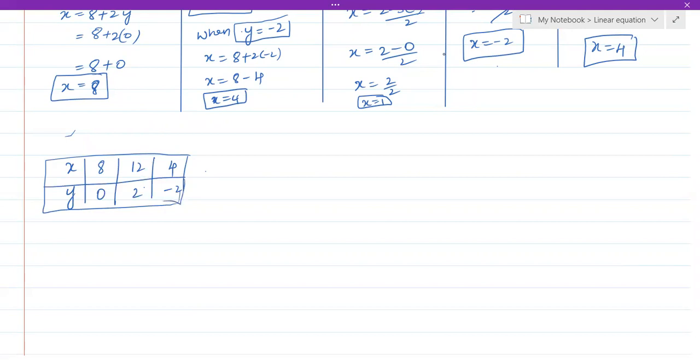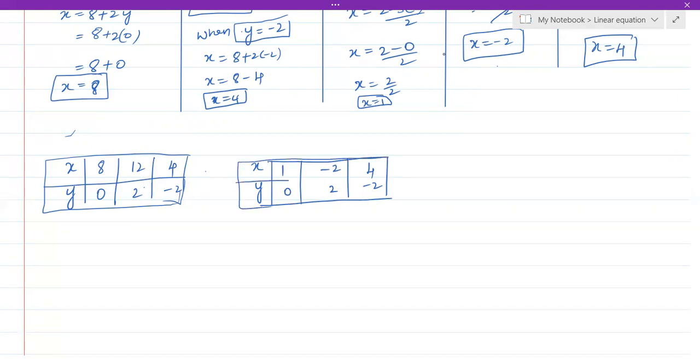Similarly, let's make another table for the second equation, x value, y value. x value was 1 when y value was 0, and x value was -2 when y value was 2, and it was 4 when y value was -2. These are the values that we have got, isn't it? So let's make a table out of this.